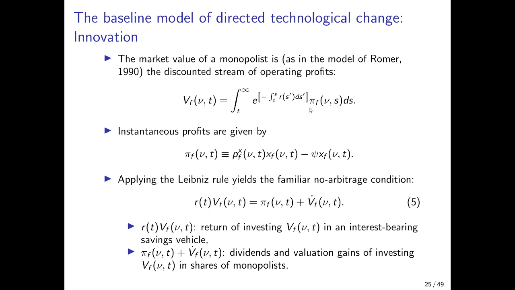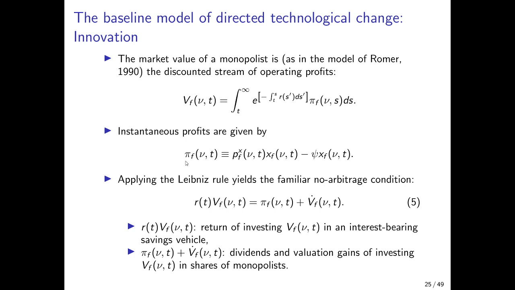So here we have the operating profits at each instant of such an intermediate goods producer, and then the discount rate is the interest rate. So if we discount this up to today, t, then we have to take the integral from t to infinity, and that would be the value of such a firm.